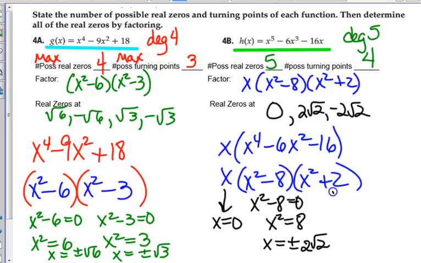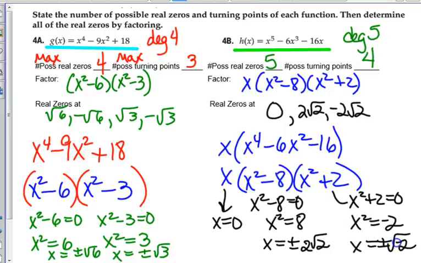All right. What about this one? X squared plus 2 equals 0. X squared equals negative 2. X equals... Okay, but what did it say in the directions? Yes, these are not places that the graph will cross the x-axis because they're not real zeros, so we don't have to worry about them. Everybody all right?